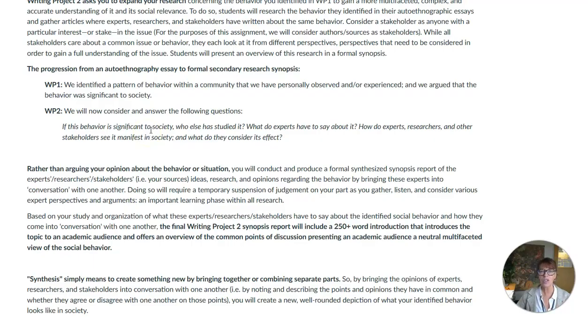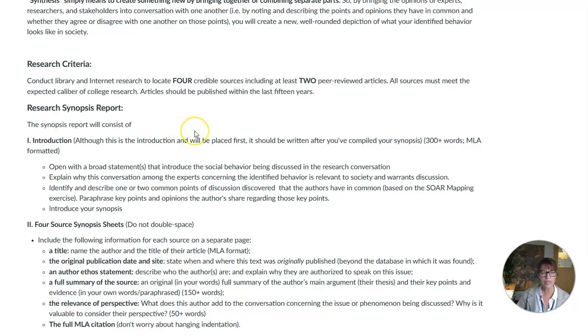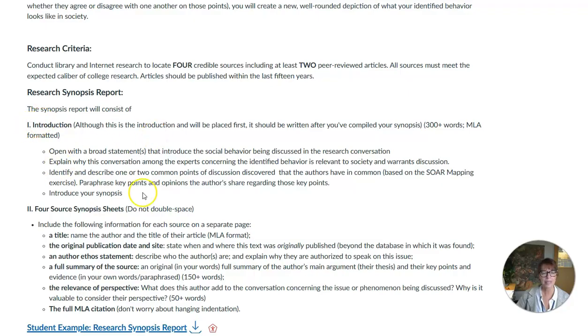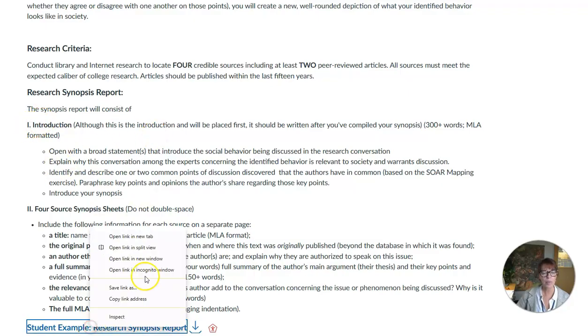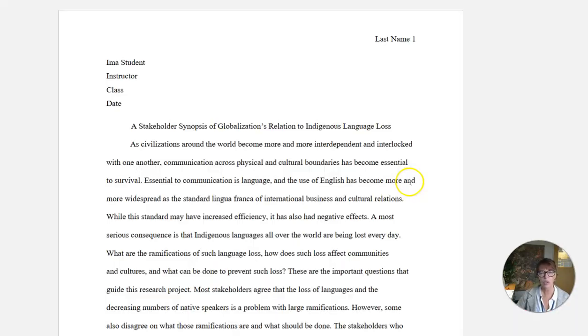And at this point in this project, we are simply going to write that information up, those different sources up in a synopsis of research for an academic reader. And that synopsis is going to open with an introduction, a 300-word introduction. And so review the research criteria, but we've already kind of met that point. We've found the 4 sources and 2 of them are going to be peer-reviewed articles. And so putting this synopsis together, again, look at, I'm going to open this up in a new tab, look at that student example. So you can remember what we're doing.